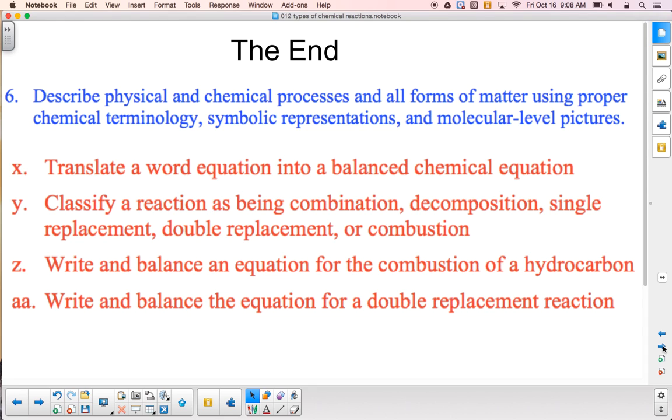This concludes our lesson on types of chemical reactions. Hopefully at this point, you'll be able to identify what type of reactions took place during your types of chemical reactions laboratory, and then at our next meeting, we'll spend a little bit more time on single replacement and double replacement reactions and some of the subtleties that go with those.